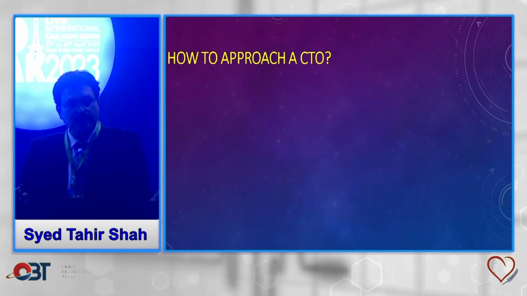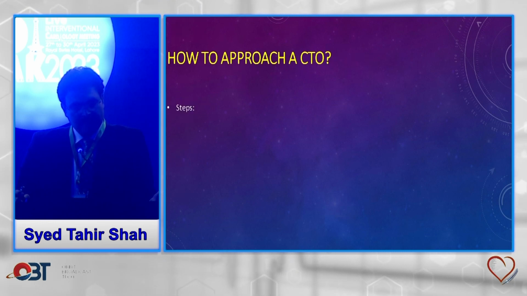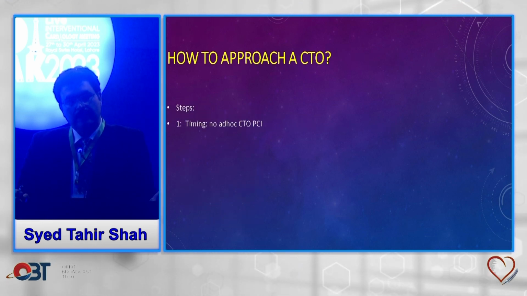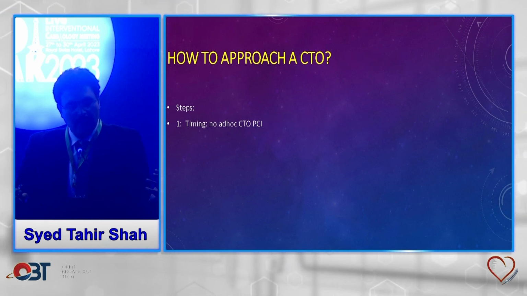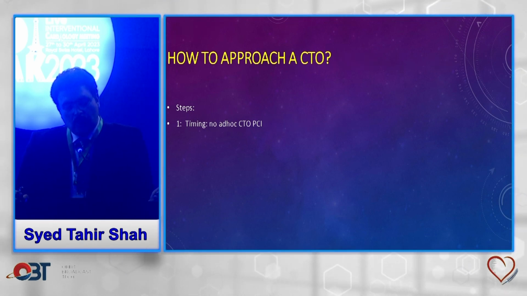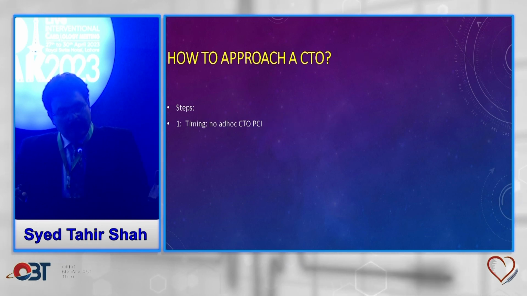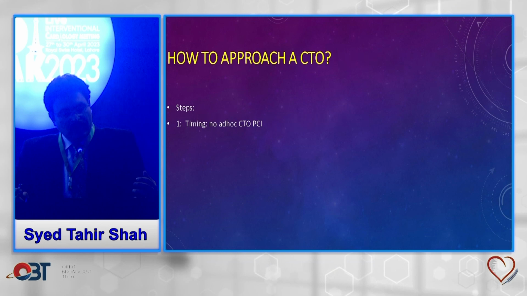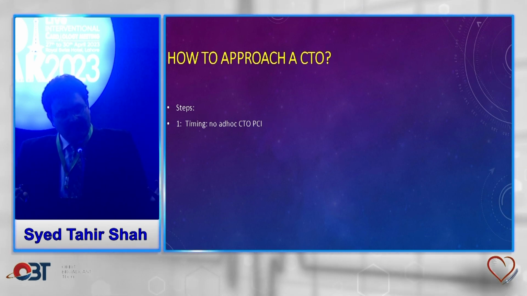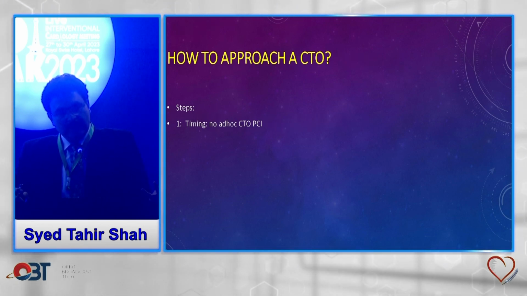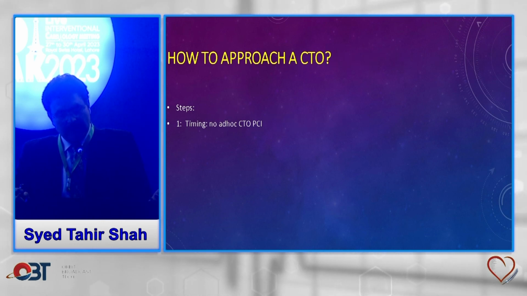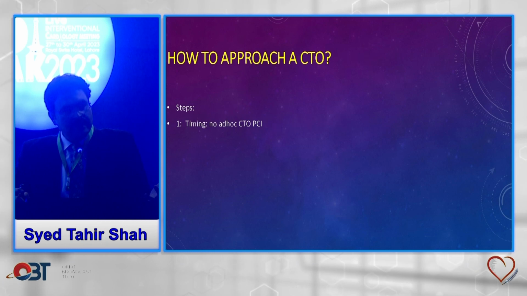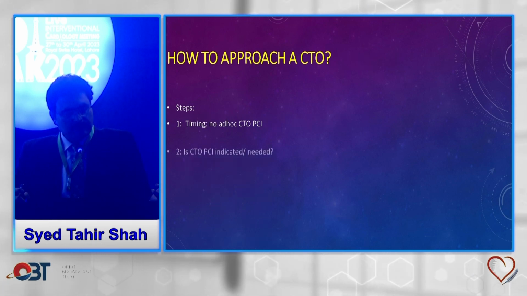Now, how to approach a CTO? Steps, timing: it's better to avoid ad hoc CTO PCI. It will give you time and decide accordingly. Study the angiogram and have a full-fledged review of the angio, discussion with the family, and if needed a viability study, to see if the CTO segment is viable or not viable. So timing, no ad hoc PCI.